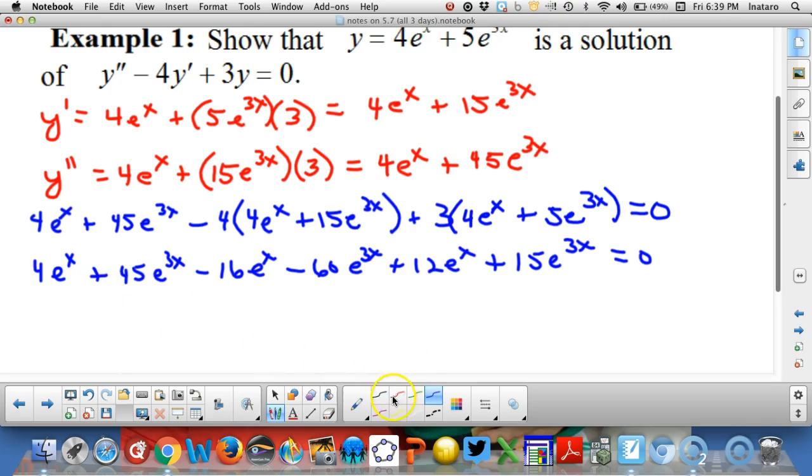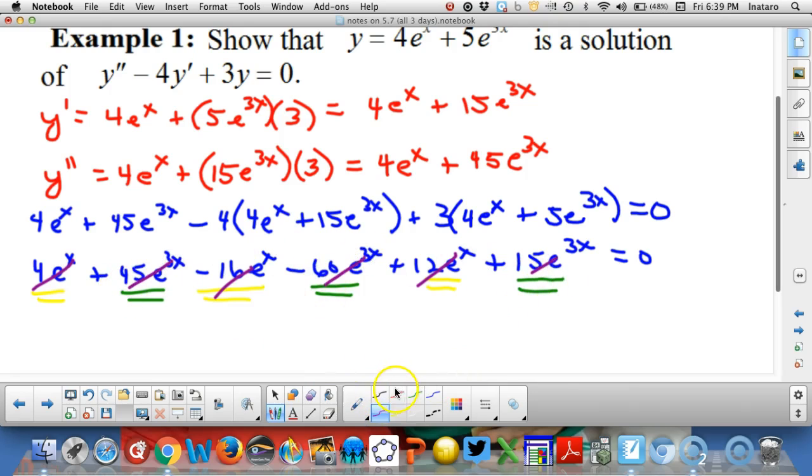So let's check to see what we've got here. Well, I've got 4 e to the x here, and 12 e to the x here. Those add to 16 e to the x. And look, I have a negative 16 e to the x. So those terms would all add to 0. And let's take a look at our other terms. I've got a 45 e to the 3x plus a 15 e to the 3x. That adds to 60 e to the 3x. And look, here we've got a minus 60 e to the 3x. So those terms would also add to 0.